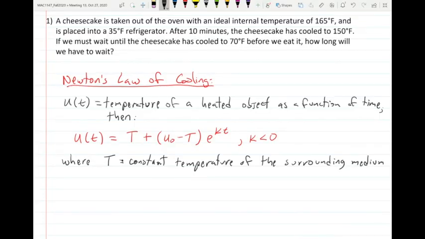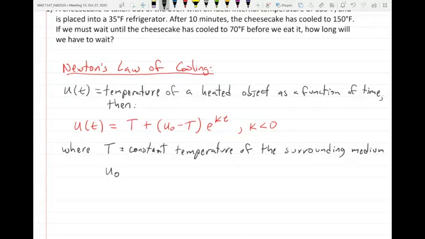So for example, if you put it on the counter, that would be the temperature of the room. Let's say you heat a pizza and you take it out of the oven and you put it on top of a counter. That's your medium, the room where the counter is, and the temperature of the room is assumed to be constant, whatever that is. Okay, then here u sub 0, what is this? This is the initial temperature of the heated object, as a value of the function u of t when t is equal to 0.